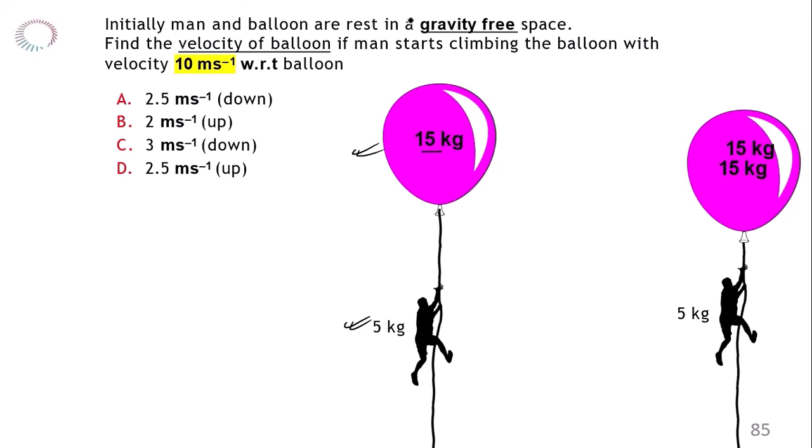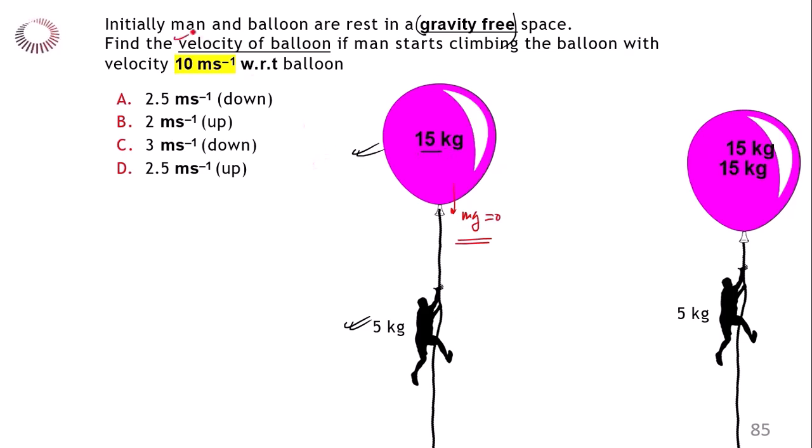Now they are kept in gravity-free space. What is the meaning of gravity-free space? It means there is no net force acting on this. Why? Because there is no mg, the mg part is 0, there is no g. That means along the y direction the net force is 0, so along the y direction I can apply the conservation of linear momentum.